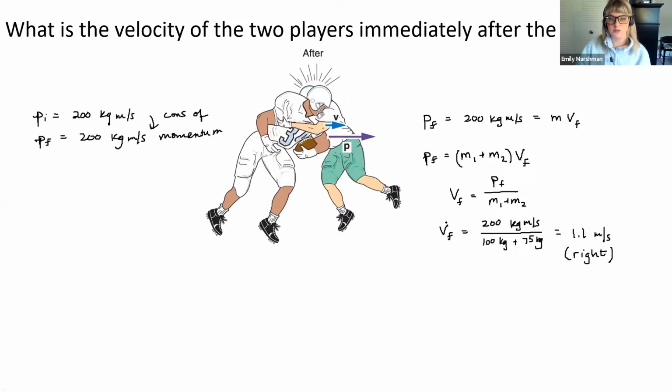So that's how you can solve problems using the conservation of momentum principle. This will work for cars colliding and sticking together, or whatever happens. If they collide and stick together, it's easy to find their final velocity.